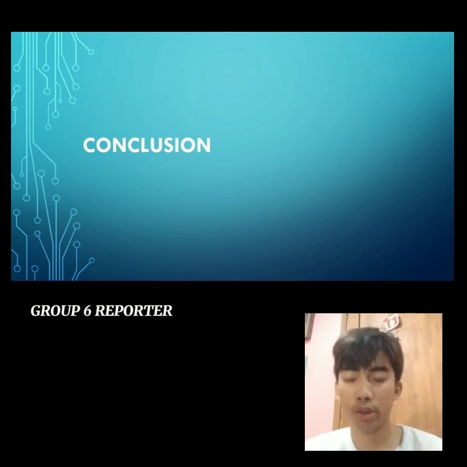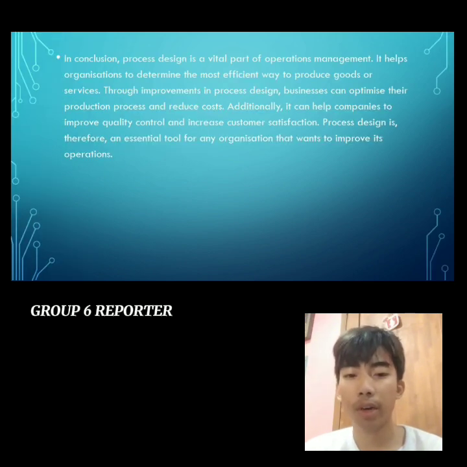So, in conclusion, process design is a vital part of operations management. It helps organizations to determine the most efficient way to produce goods or services. Through improvements in process design, businesses can optimize their production process and reduce costs. Additionally, it can help companies to improve quality control and increase customer satisfaction. Process design is therefore an essential tool for any organization that wants to improve its operations.